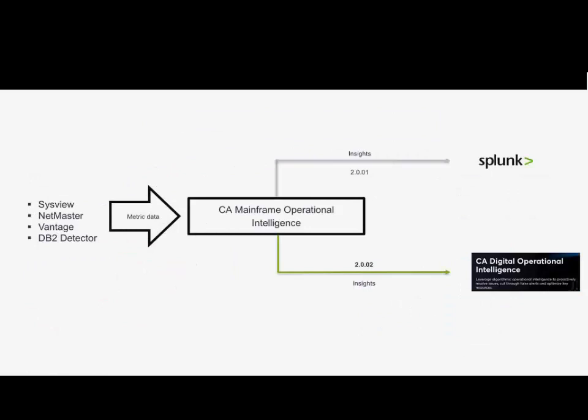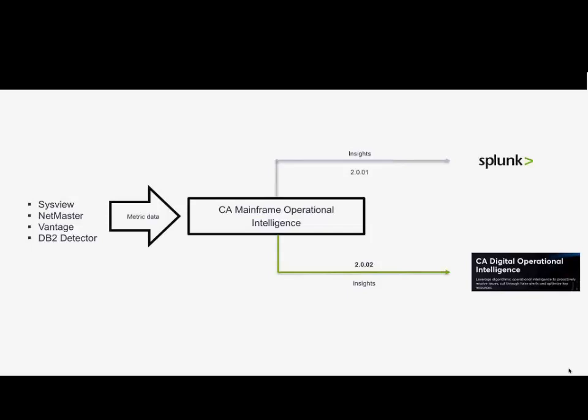In the last release, that is 2001, as you know, CA Mainframe Operational Intelligence takes the metric data from SysView, Netmaster, Vantage, and DB2 detector. After taking those time series data, it applies machine learning algorithms on top of it to find an anomaly condition and generate relevant alarms. Those relevant alarms reduced a lot of the data that was fed into the Mainframe Operational Intelligence, and the insights have been generated. So those alarms we call insights.